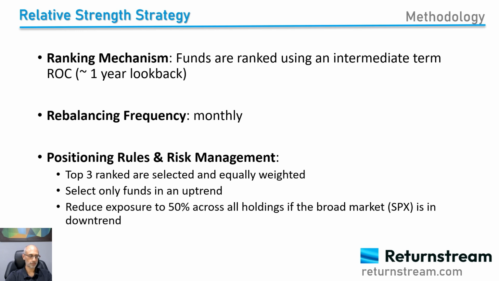And for the positioning rules and risk management, these are the rules. Every month, the top 3 ranked assets are selected and equally weighted. And we limit those funds to only those that are in an uptrend. And for risk management, if the broad market, which is the S&P 500, is in a downtrend, we reduce exposures across all holdings to 50%.